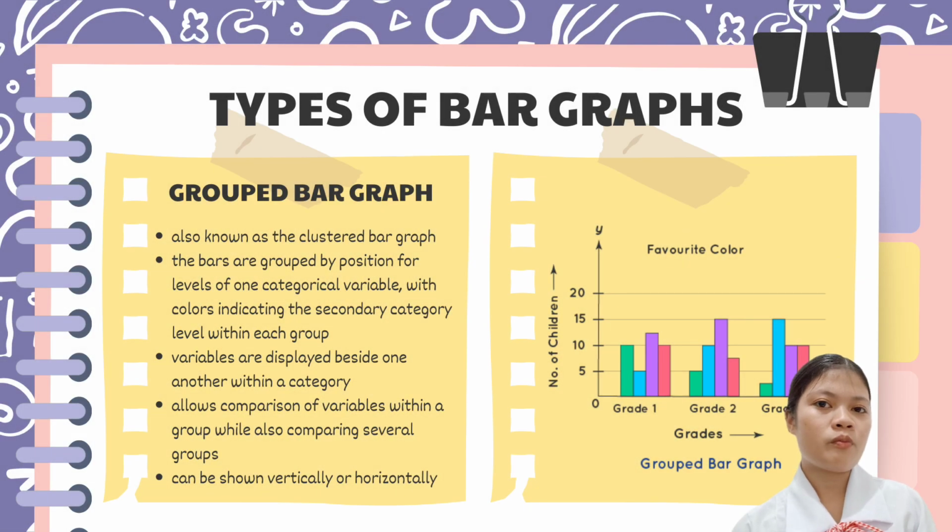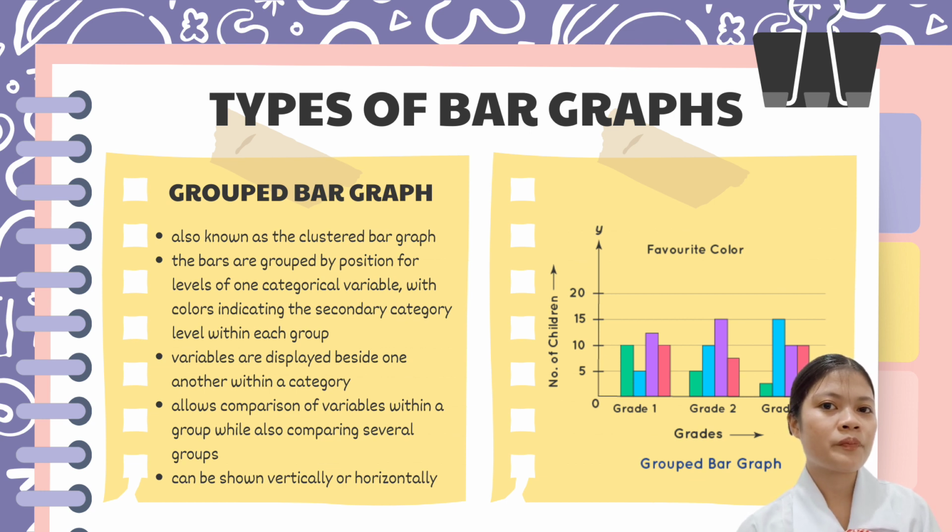Next is the grouped bar graph. This is also known as the clustered bar graph. Here, the bars are grouped by position for levels of one categorical variable with colors indicating the secondary category level within each group. In our example, the first category is the grade level, while the second category are the colors blue, green, purple, and red. The variables are displayed beside one another.